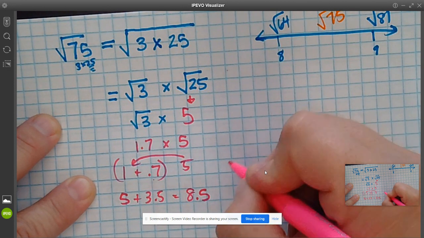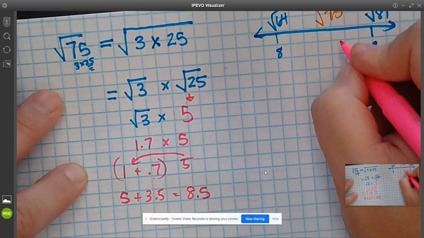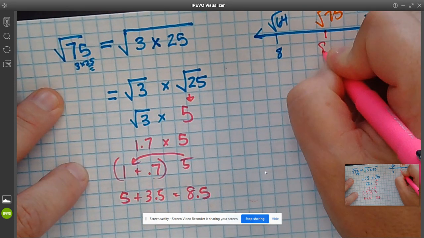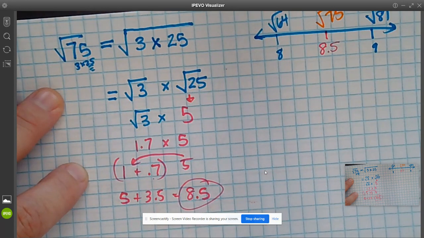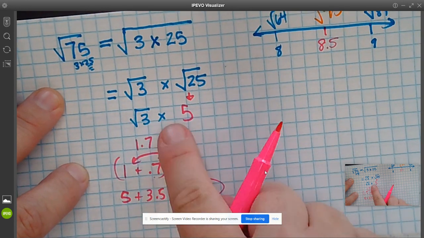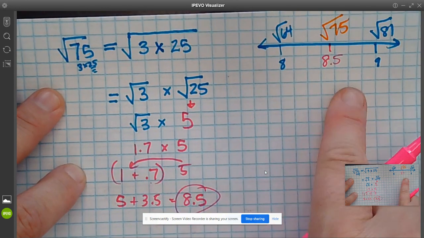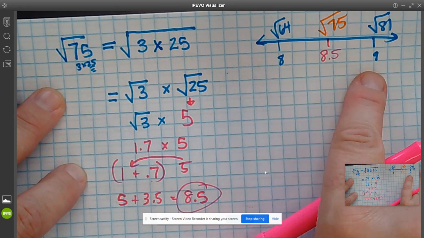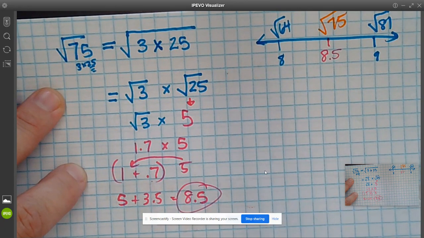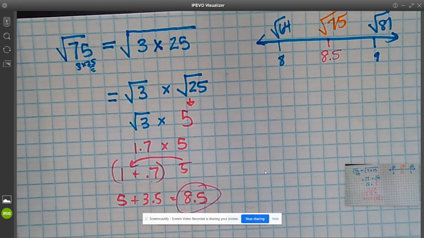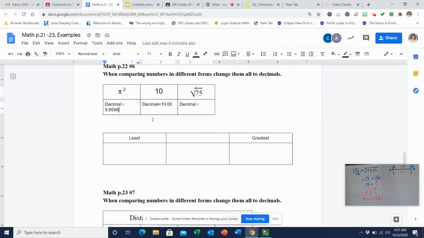So the square root of 75, I know is approximately 8.5. It's a little bit different method, using something we already approximated. But you could do this the way that we did on the previous problem as well. Okay, so now let's go ahead and put that in our note-taking guide here, so that this is approximately 8.5. And now we know that the square root of 75 of these values is the least.